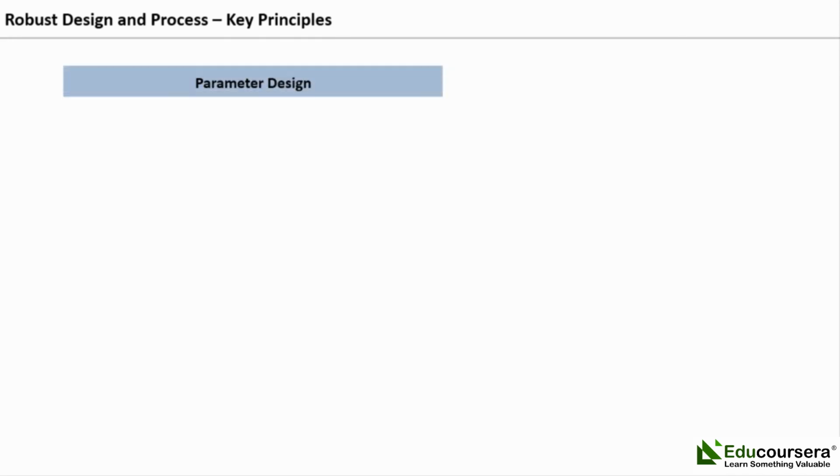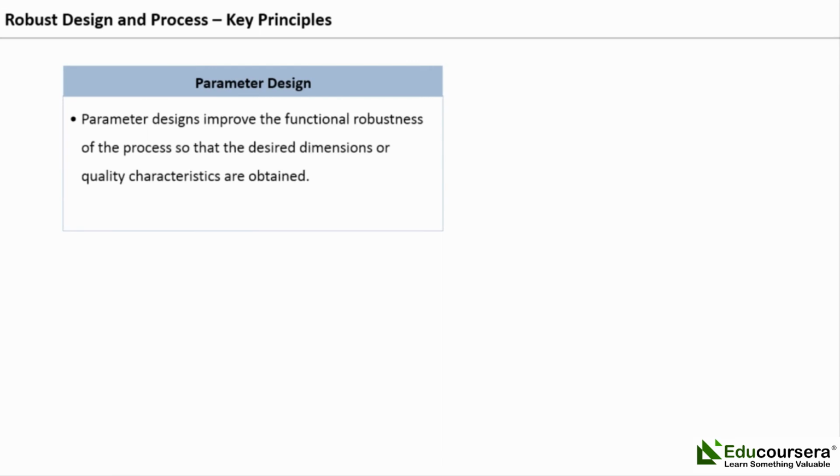Parameter design. Parameter designs improve the functional robustness of the process so that the desired dimensions or quality characteristics are obtained. The process is considered functionally robust if it produces the desired part with a wide variety of part dimensions.